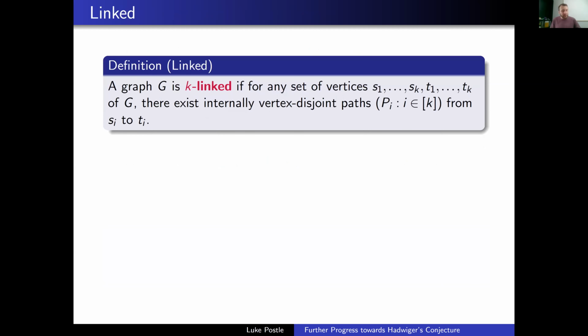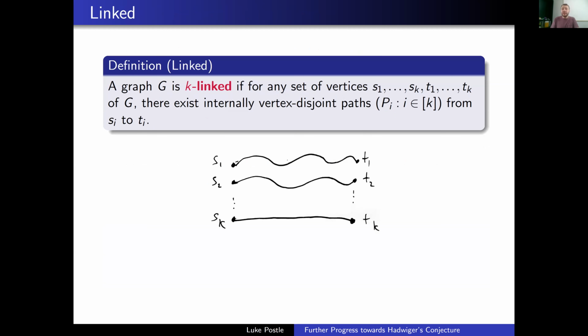Well, to do that, I need 2 more concepts, and these concepts will come back in our further directions proofs, but maybe you've seen them before. One you've probably seen is linked. We say a graph G is k-linked if for any set of vertices S1 up to Sk, and T1 up to Tk, there exist internally vertex disjoint paths Pi from Si to Ti. So this is like Menger's, like connectivity, except here we have an order. S1 needs to get to T1, S2 needs to get to T2, etc. And here I will even allow the S's and T's to be the same as long as they're internally vertex disjoint. It only makes a difference in constant.